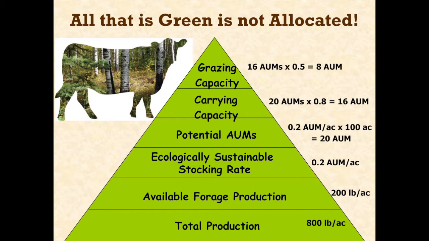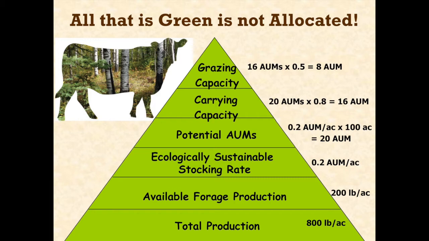Remember the potential: we take that stocking rate, that AUM per acre, and multiply it by the acres of that particular polygon to get to the potential AUMs, and then we add up all the potential AUMs for the disposition to get to the carrying capacity.